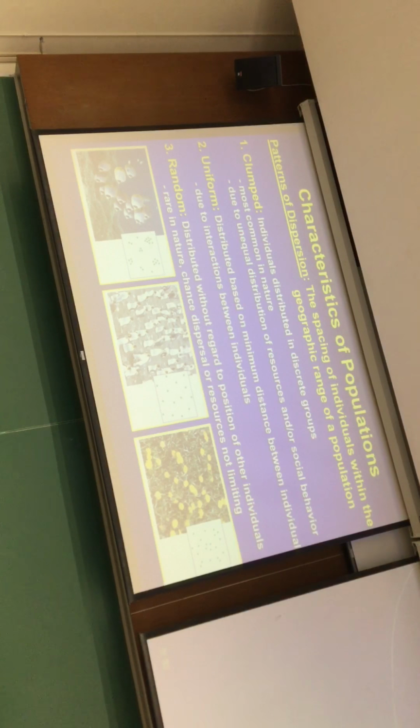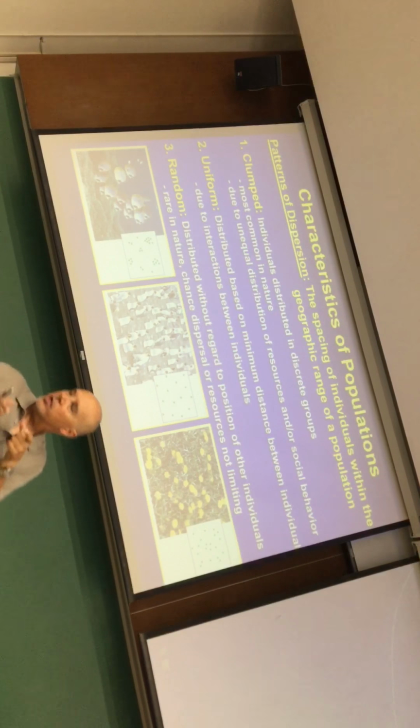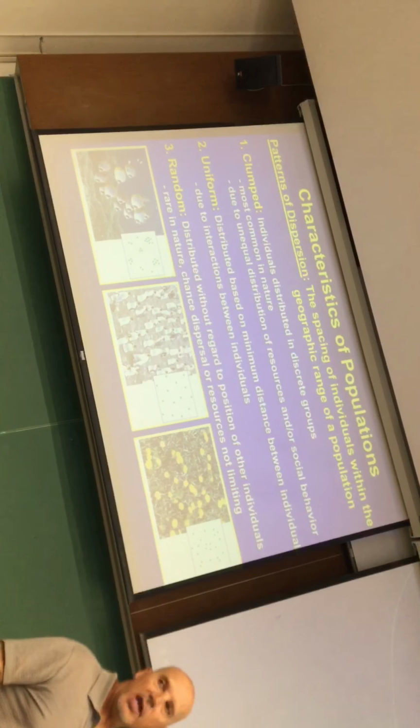It's typically due to the fact that in the world, resources are not completely uniformly distributed. Am I going to find coral reef fishes sitting in open ocean? No, they need coral. So certain attributes of the environment naturally restrict them. Also, you see a lot of social behaviors.